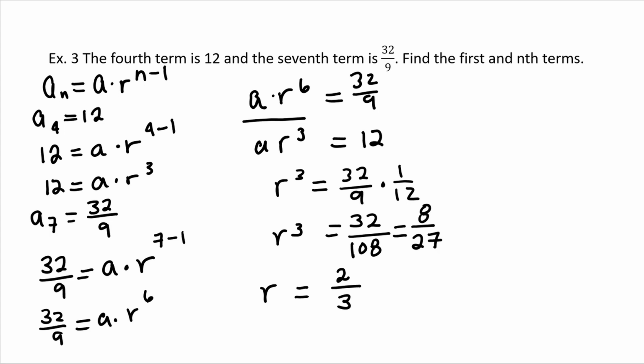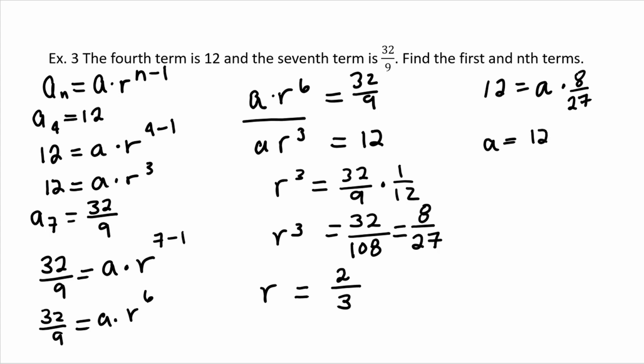So far, we haven't answered any of the questions. We haven't got the first term, and we haven't got the nth term, but we have enough information now to actually solve for the first term. So let's use the equation we got earlier. 12 equals a times r cubed, which we just solved for, is 8/27.